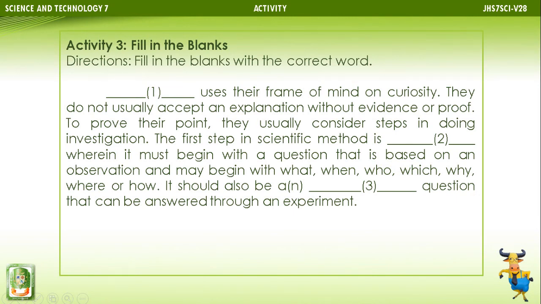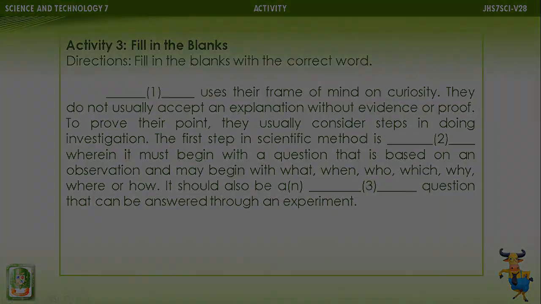Directions: fill in the blanks with the correct word. Blank uses their frame of mind on curiosity. They do not usually accept an explanation without evidence or proof. To prove their point, they usually consider steps in doing investigation. The first step in scientific method is blank, wherein it must begin with a question that is based on an observation, and may begin with what, when, who, which, why, where or how? It should also be a blank question that can be answered through an experiment.